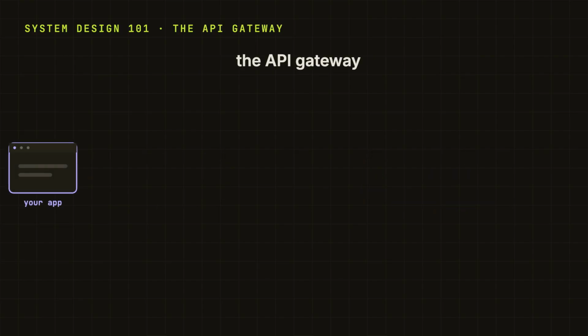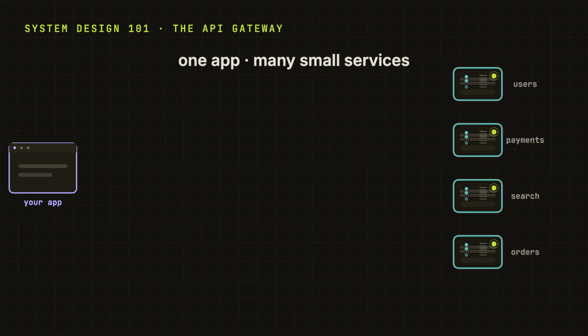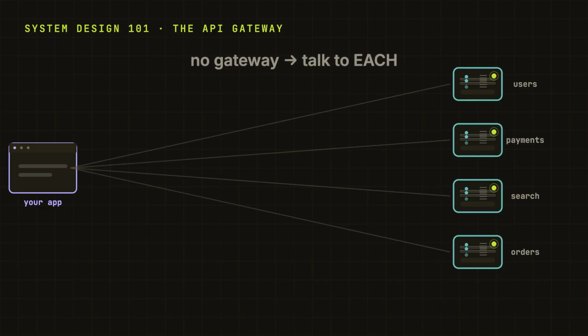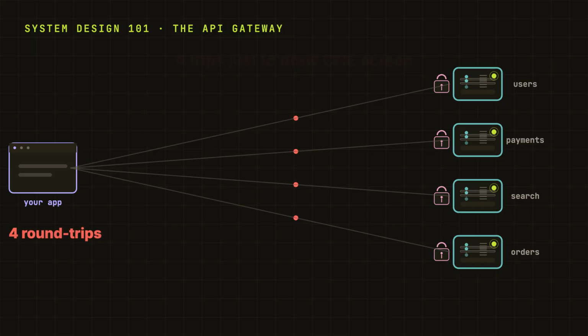Last one, the API gateway. Let's say you have got a big app and that is not one server but many small services. One for the users, one for payments, one for search, and so on. Now, without a gateway, the app on your phone has to talk to each of these services directly, and that turns into a mess. The app has to know where every single service lives. Every service has to build and maintain its own login checks, and one screen might need four services. So that is four separate round trips just to draw one page.